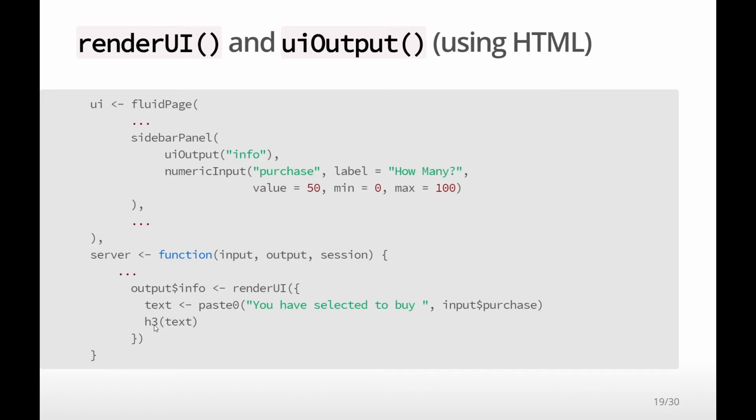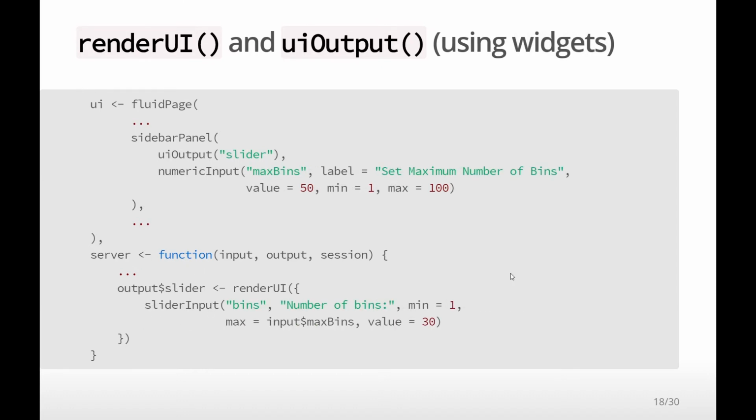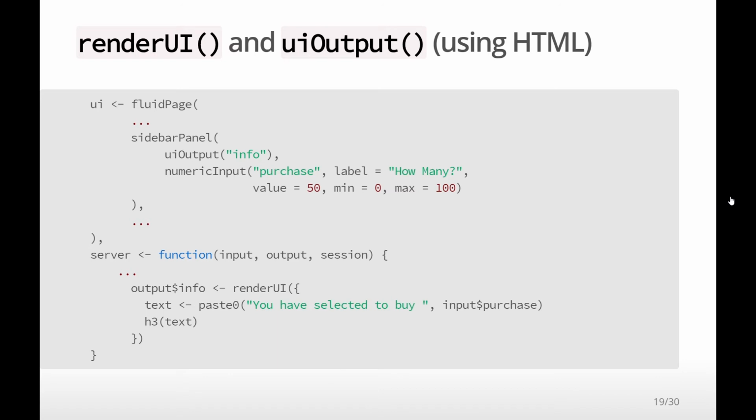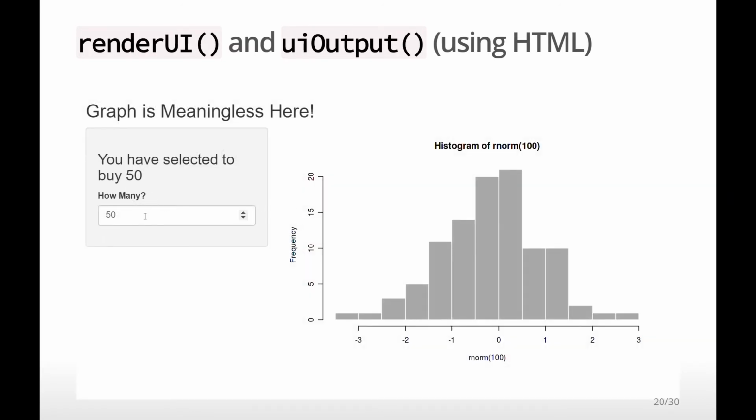So it's an H3 third level header with the text you have selected to buy, and then the value of the numeric input for purchase. So again, here's for doing a widget, and here's for doing just any old HTML code. And so here's an example of that actually in the UI. So when I change how many to buy, it dynamically is changing the text that you see here.